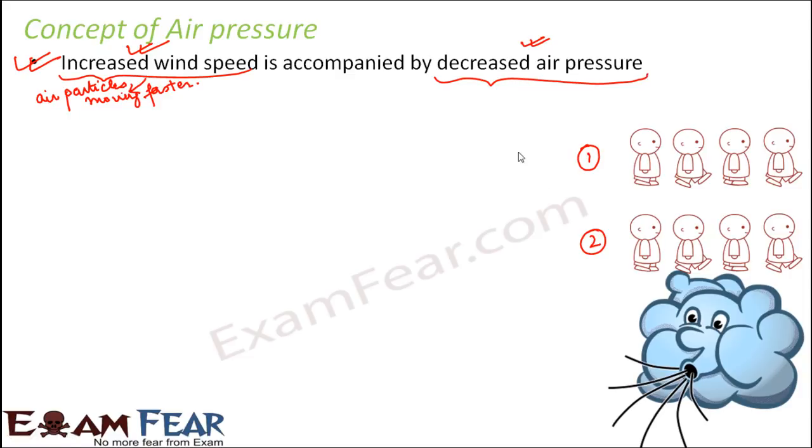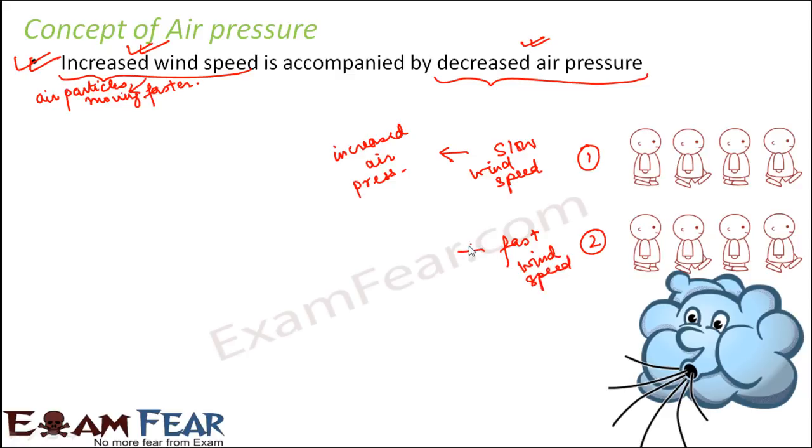So with this we get to know that when the speed is slow, so basically slow wind speed, would mean increased air pressure because each of the particles has enough time to exert a lot of pressure. Whereas when the wind speed is very fast, each particle doesn't have enough time to exert pressure. So therefore, this would be accompanied by decreased air pressure.